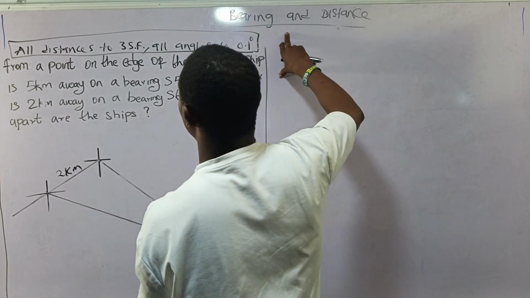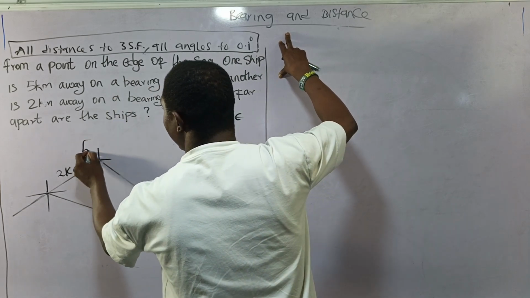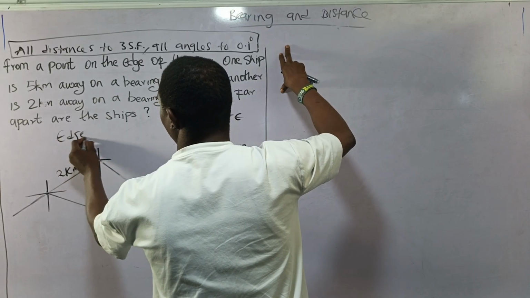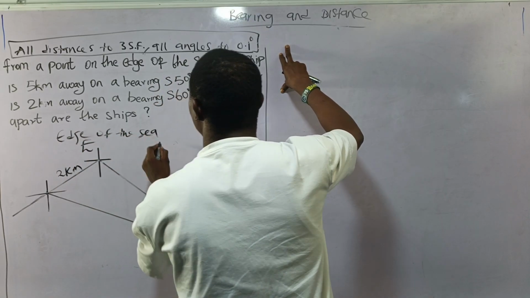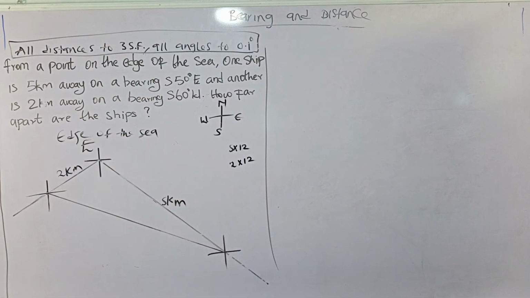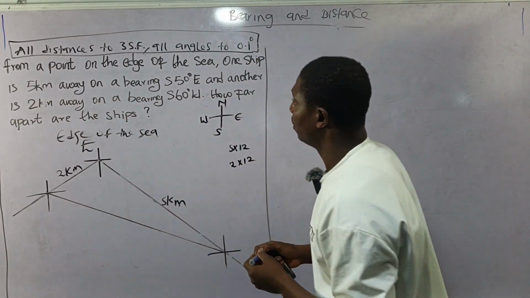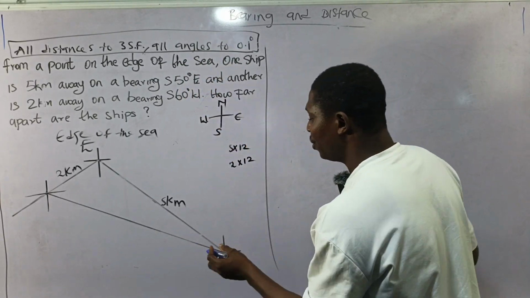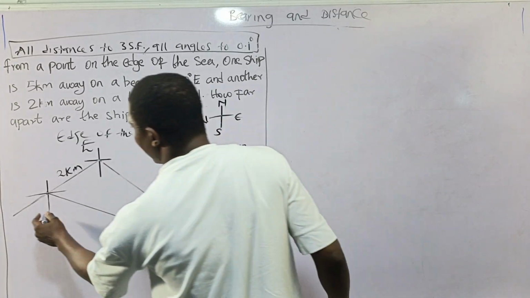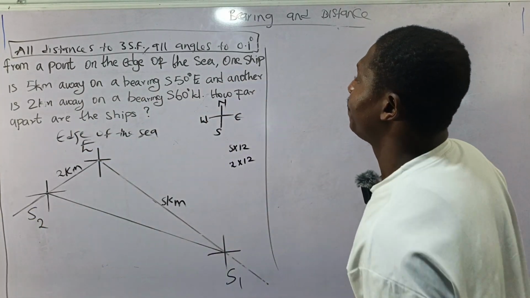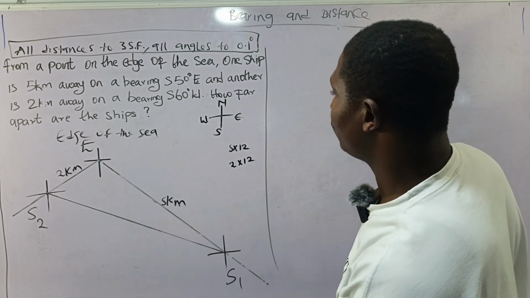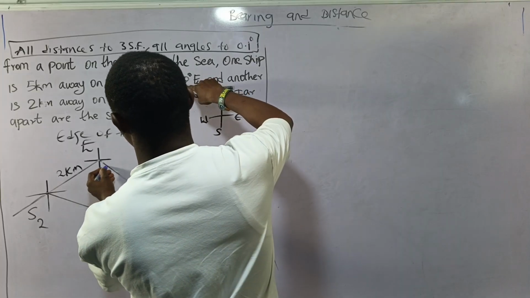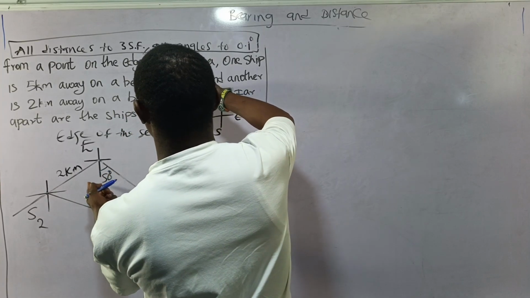Now they said from the point on the edge of the sea, let this be my edge of the sea, E. Now that's my edge of my sea. And what else? They said one ship is 5 kilometers away. So let this be S1, ship 1, and this become S2, ship 2. Now we've done all the information we have to do. Remember, the first was 50 degrees from what? 50 degrees from the south. So this is 50 degrees, 50 southeast.